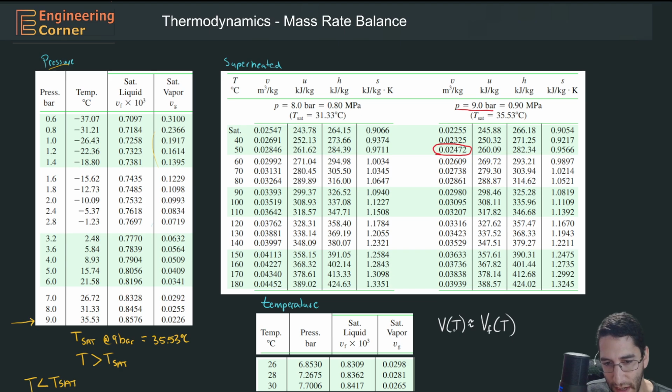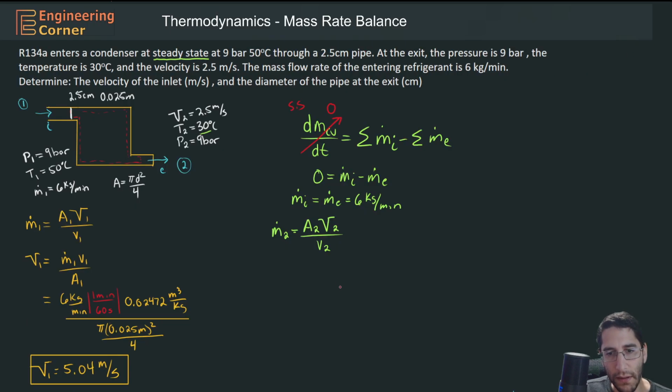So in our case, this temperature is 30 degrees C. So we need to use the temperature table. We need to look up 30 degrees C, and we can get this value. And just remember, in this table, we're times 10 to the third. Okay, so now we know what v2 is equal to. We know that v2 is equal to 0.8417 times 10 to the minus 3.